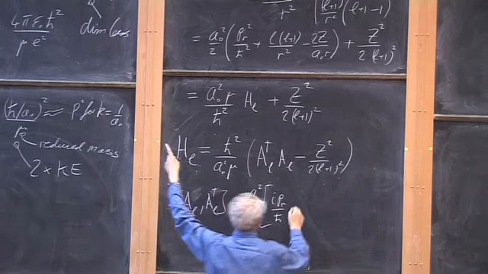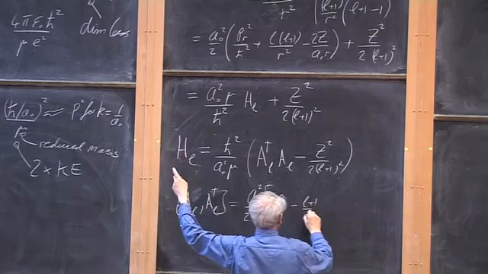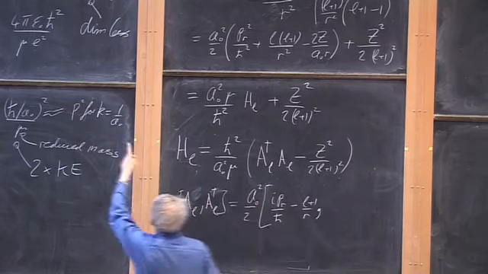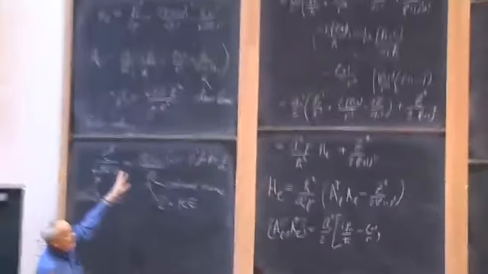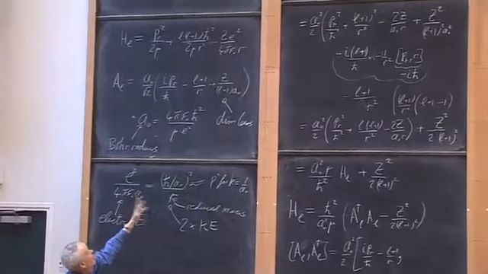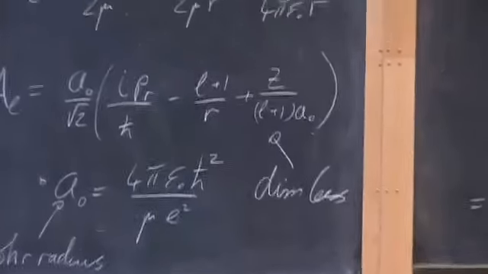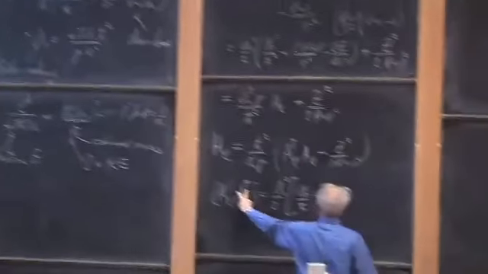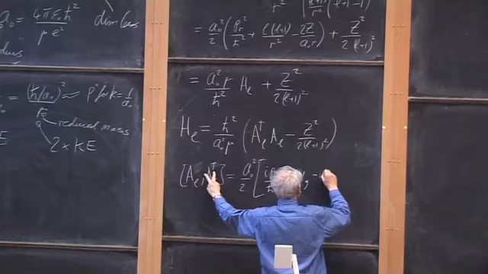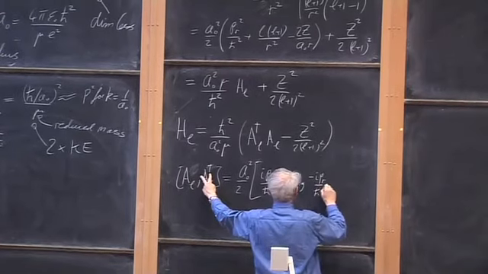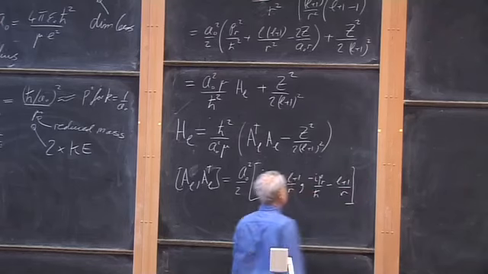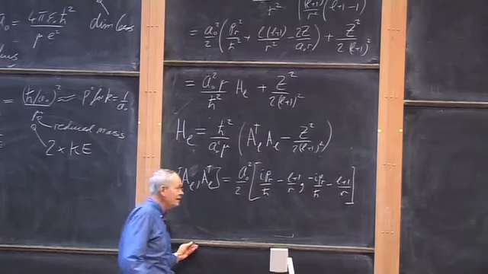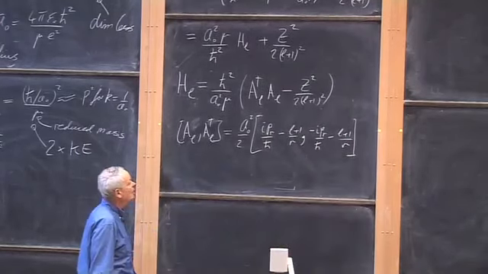I need to write down minus (L+1)/r. I don't need to write down the boring constant in the back, the Z over (L+1) a0. That will commute with everything in sight, and therefore will make no contribution to the commutator. Then I have to write down the corresponding parts of A dagger, which is minus i p_r over h bar minus (L+1)/r, and now I can rest easy. So this is the commutator that I have to do.